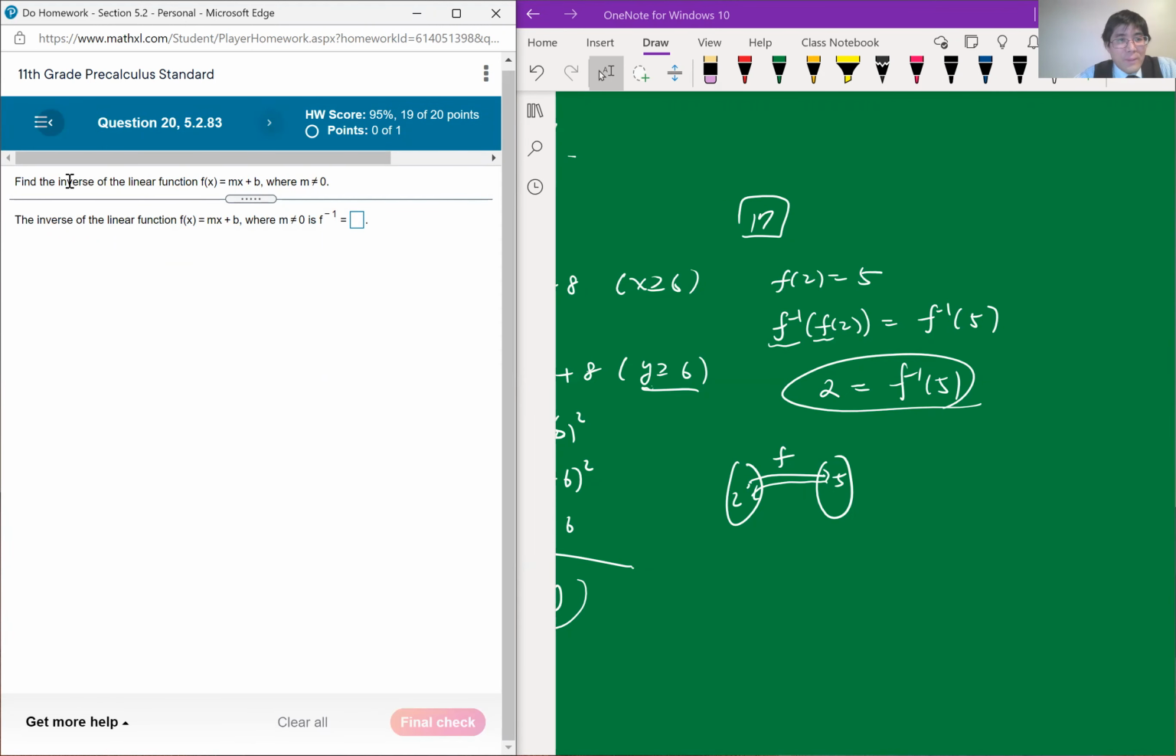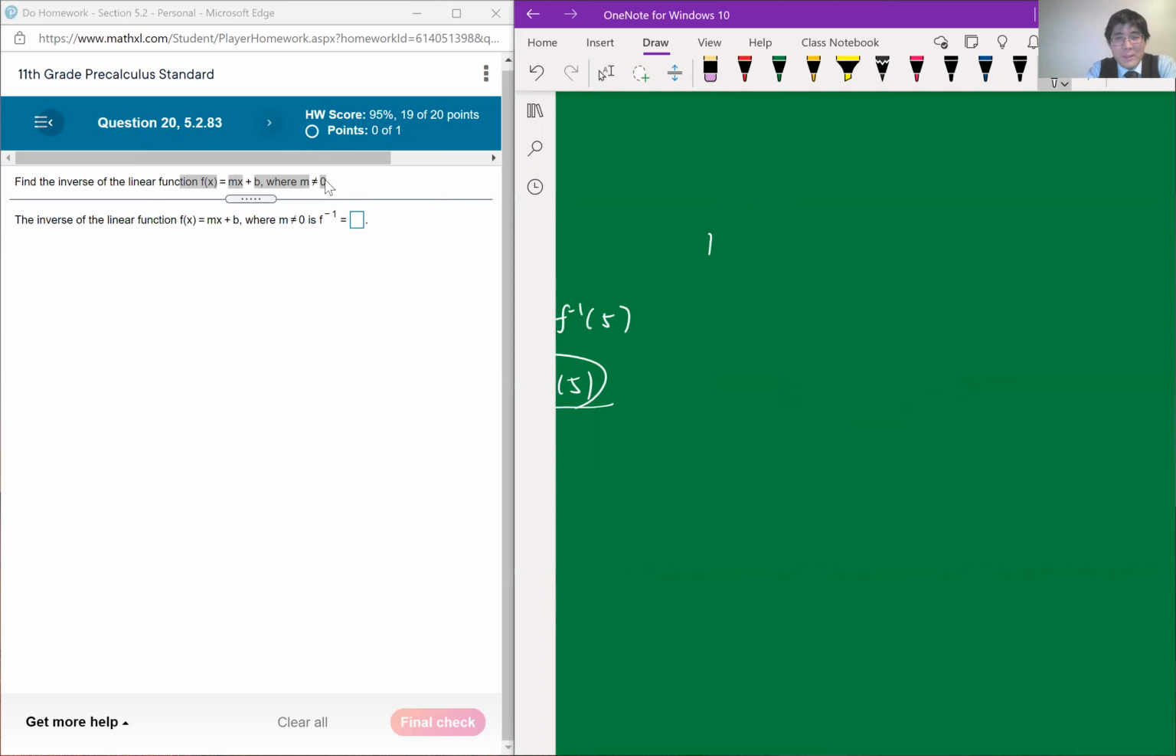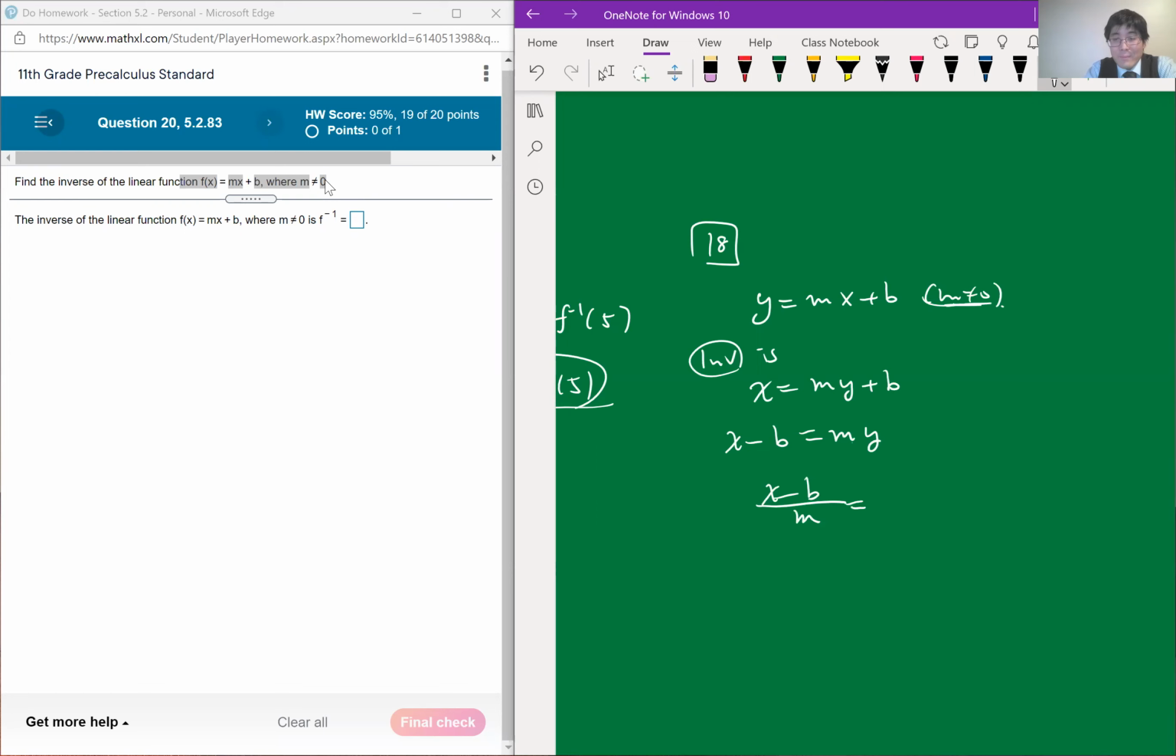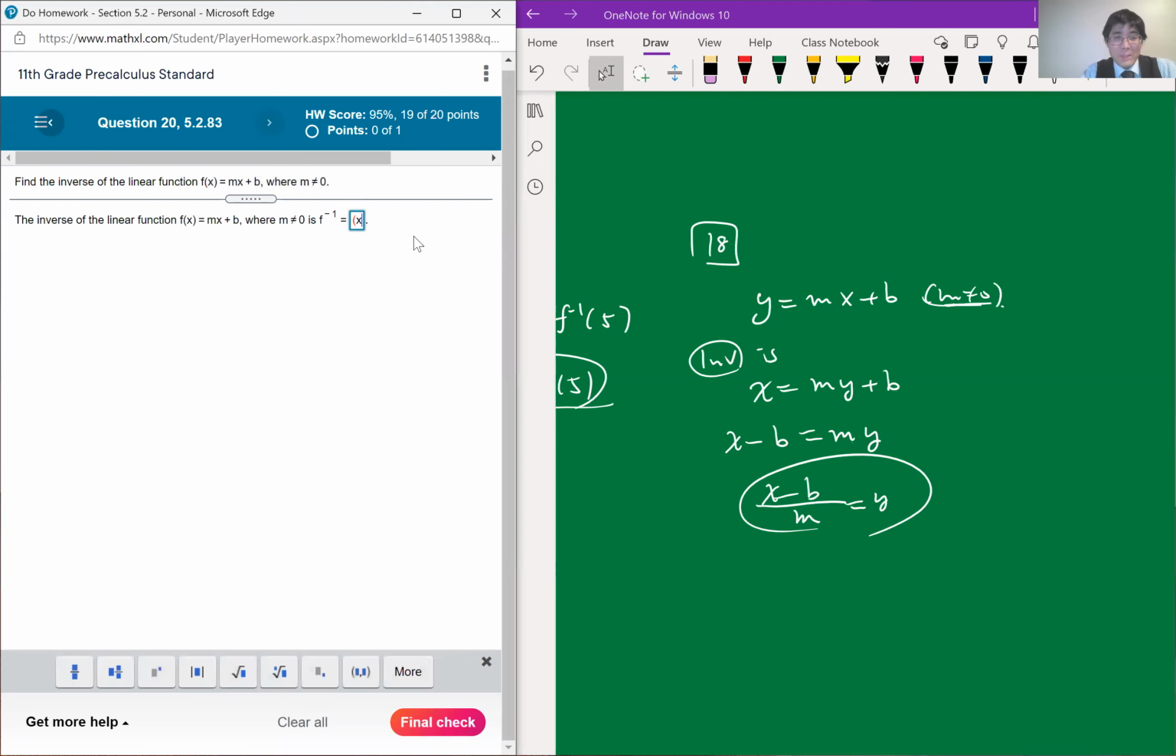Okay. Find the inverse of the linear function. There are letters included. So you start with y is equal to mx plus b, m is not equal to 0. Whose inverse is x is equal to my plus b. Move b to the other side of the equation, then divide both sides by m, which is well defined because m is nonzero. So that's the f inverse of the function. It's another linear function, although it looks more complicated.